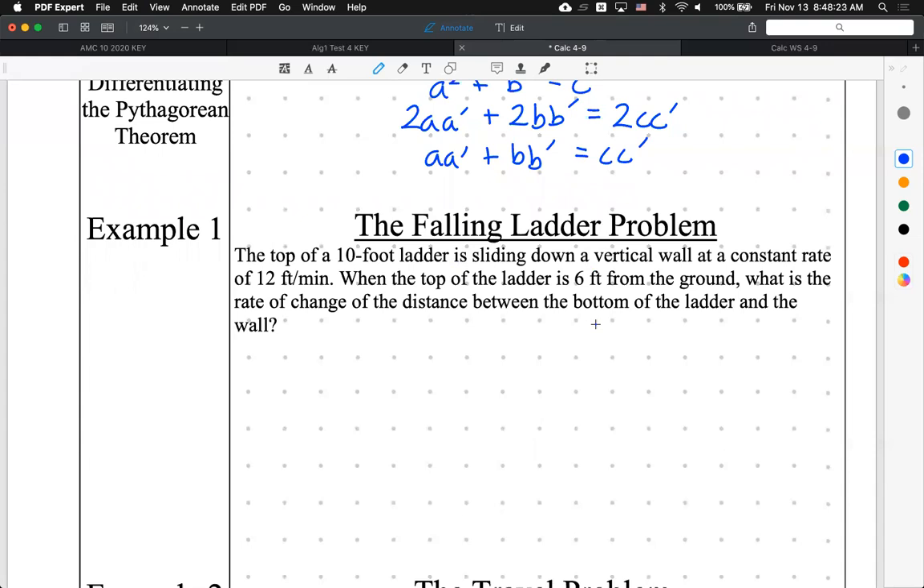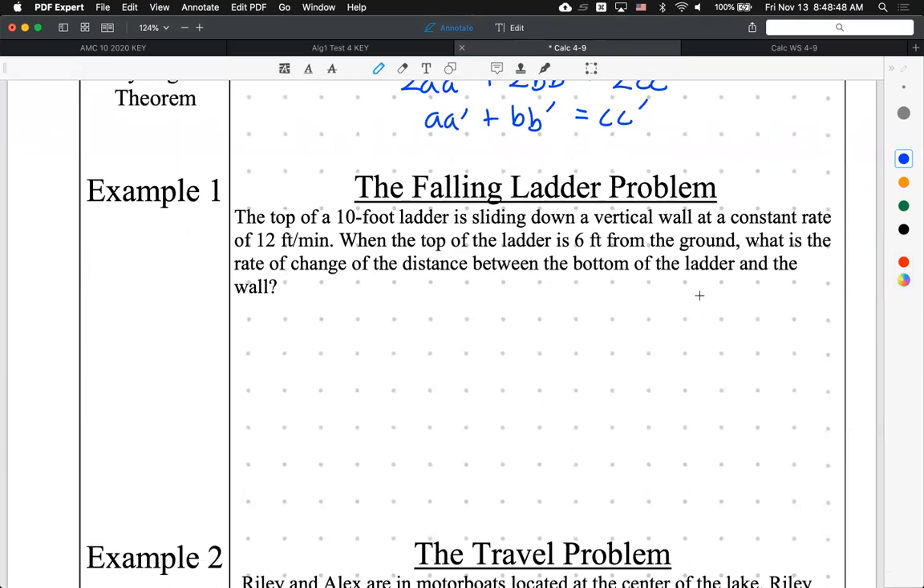So we have a 10-foot ladder, and the top of that ladder is sliding down a vertical wall at a constant rate of 12 feet per minute. When the top of the ladder is 6 feet from the ground, what is the rate of change of the distance between the bottom of the ladder and the wall? For every one of these triangle problems, all of 4-9, draw a picture. It will help you immensely.